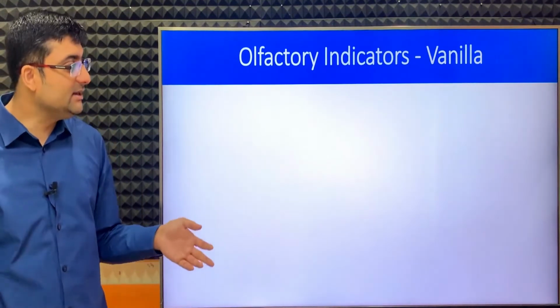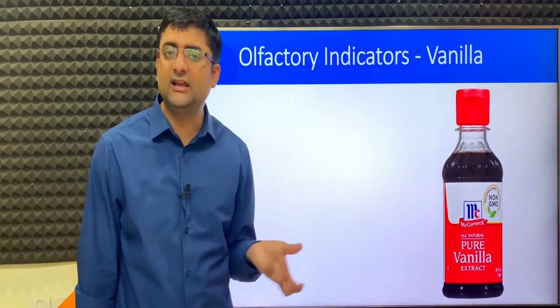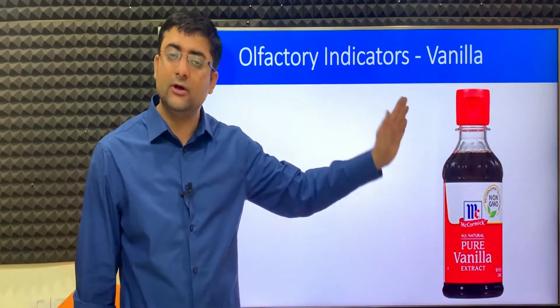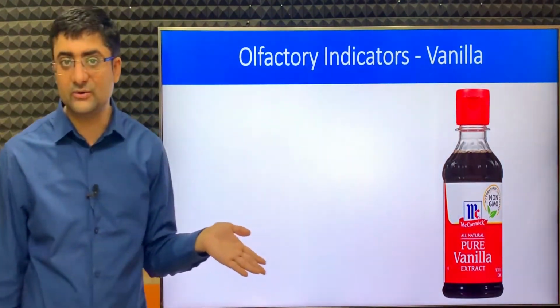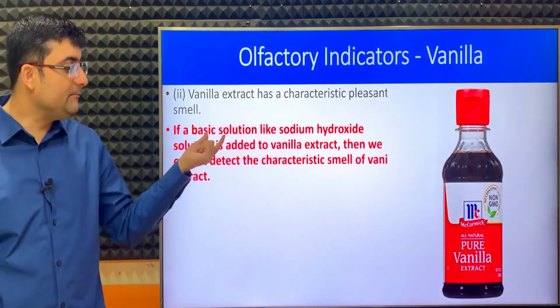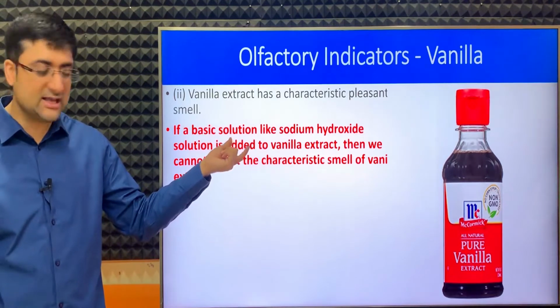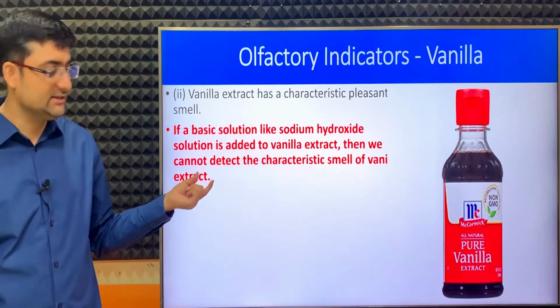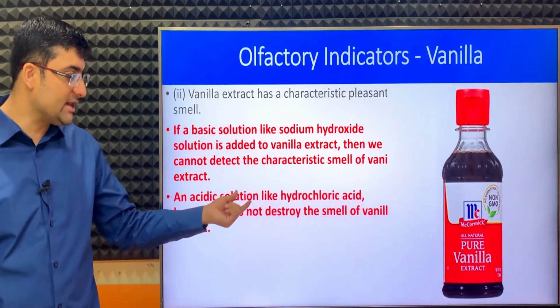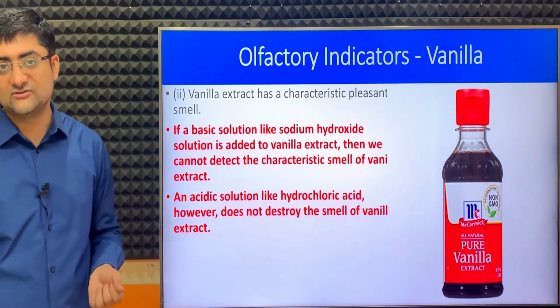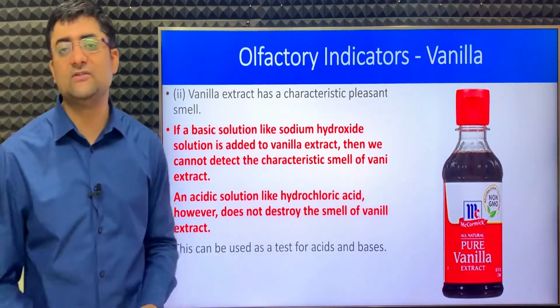Is this clear? Similarly, guys, the same concept with vanilla. Vanilla has a characteristic smell. Now if you put a basic solution over it, the smell will go. If you put an acid, the smell will not go. Is this clear? So vanilla extract has a characteristic pleasant smell. If a basic solution is added to vanilla extract, then we cannot detect the characteristic smell of vanilla extract. Is this clear? An acidic solution like hydrochloric acid, however, does not destroy the smell of vanilla extract. So this can again be used as a test for acids and bases.